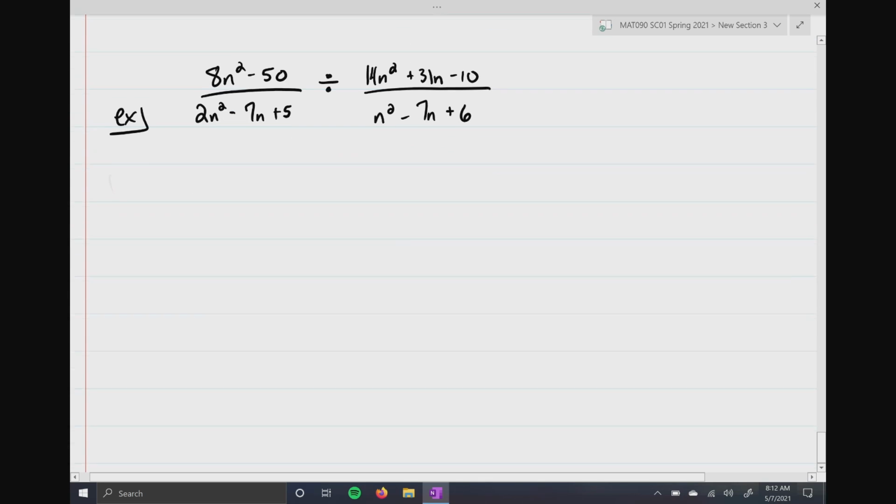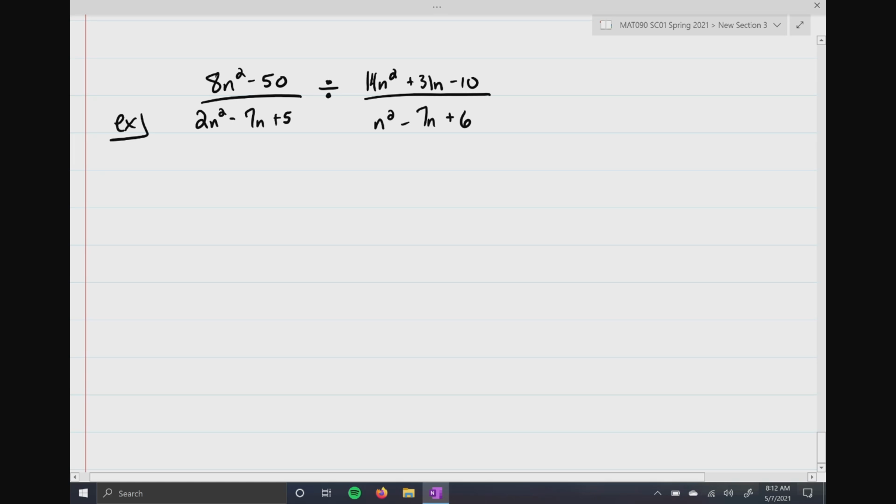Okay? So first thing I do, I see 2 rational expressions. I'm dividing. I'm going to make sure everything's in descending order. And then since I'm dividing, I'm going to rewrite it. So I look. Everything looks great. So I'm just going to rewrite it. Write the first rational expression. Division changes to multiplication. And I multiply by the reciprocal.